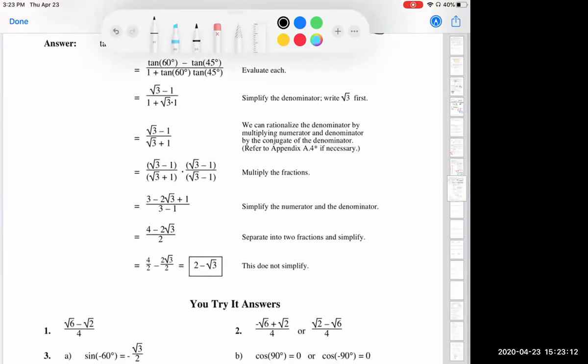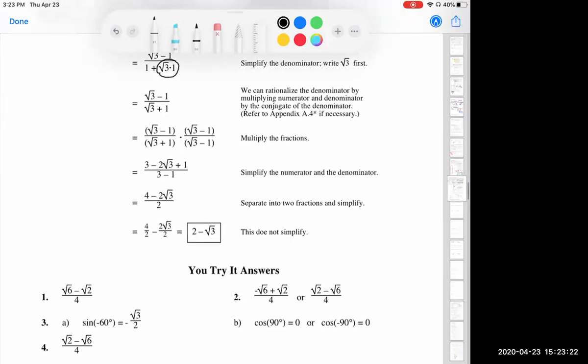So we just multiply here. That just gives us radical 3. So we have radical 3 minus 1 over radical 3 plus 1. And then we can multiply by the conjugate because we don't want to have radicals in our denominator. So we multiply by the conjugate. I'll highlight that in blue.